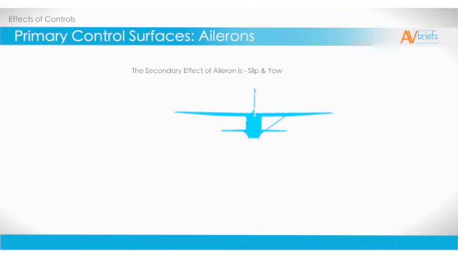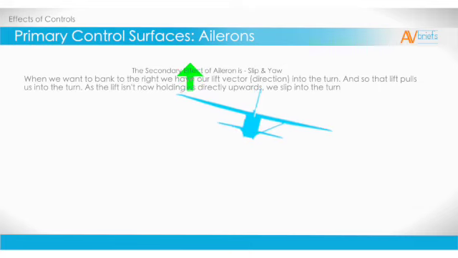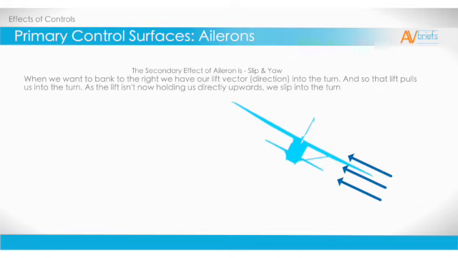Another secondary effect of aileron is slip and yaw. When we want to bank to the right, we have our lift vector point into the turn. And so that increased lift pulls us into the turn. As the lift is not holding us directly upwards, and it's pulling us across as well now. We slip into the turn. There is now a new sideways component of relative airflow due to slipstream. This has the effect of pushing into the side of the airplane. This side slip force has the most effect on the tail, resulting in a yaw.